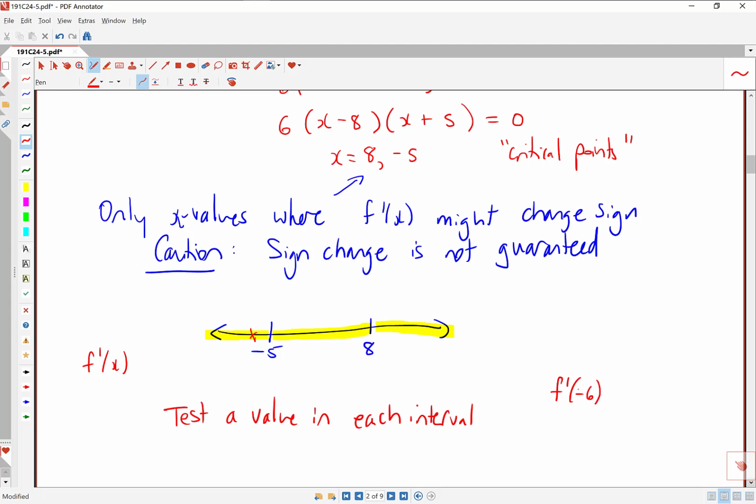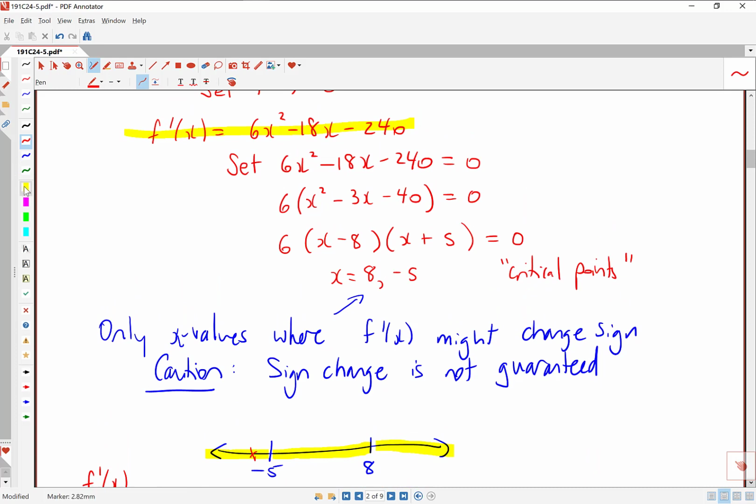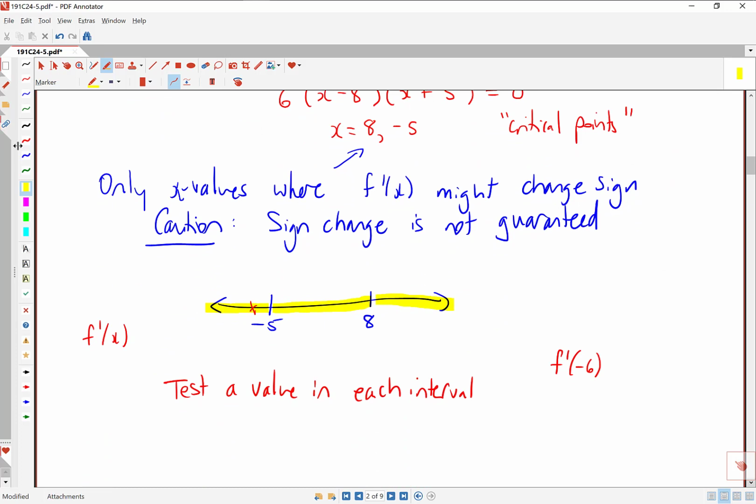Let's look back a little bit higher up on the screen. I've got f prime of x highlighted, so let's make sure we know where that is. Let's plug negative 6 into this. All we care about is just the sign. Put negative 6 in there, and what you'll find is that it comes out to a positive number. So f prime of negative 6 is positive. I'll just write that over on the side. What that tells us is that f prime of x is positive on this entire interval.